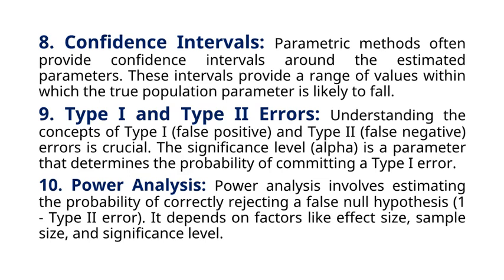9. Type I and Type 2 errors. Understanding the concepts of Type I, false positive, and Type 2, false negative, errors is crucial. The significance level, alpha, is a parameter that determines the probability of committing a Type I error.